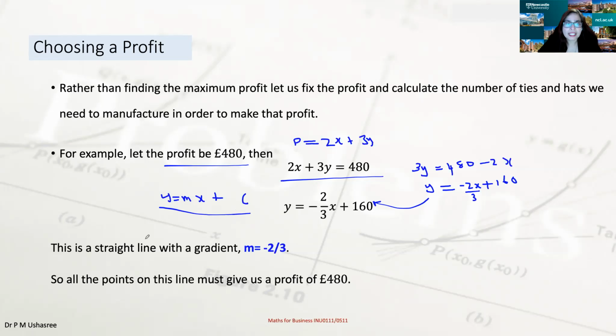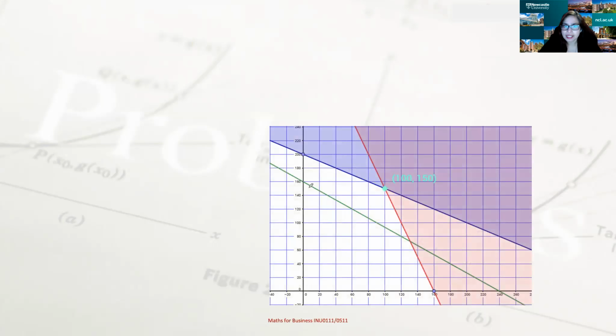Okay, I have just rearranged and put it in the general form. So look at that. This is a straight line with a gradient m is equal to -2/3. So all the points on this line must give a profit of 480 pounds. Because it has a negative gradient, I'm drawing this line going down. All the points on this line should satisfy this equation and give us a profit of 480 pounds. So it should look something like this.